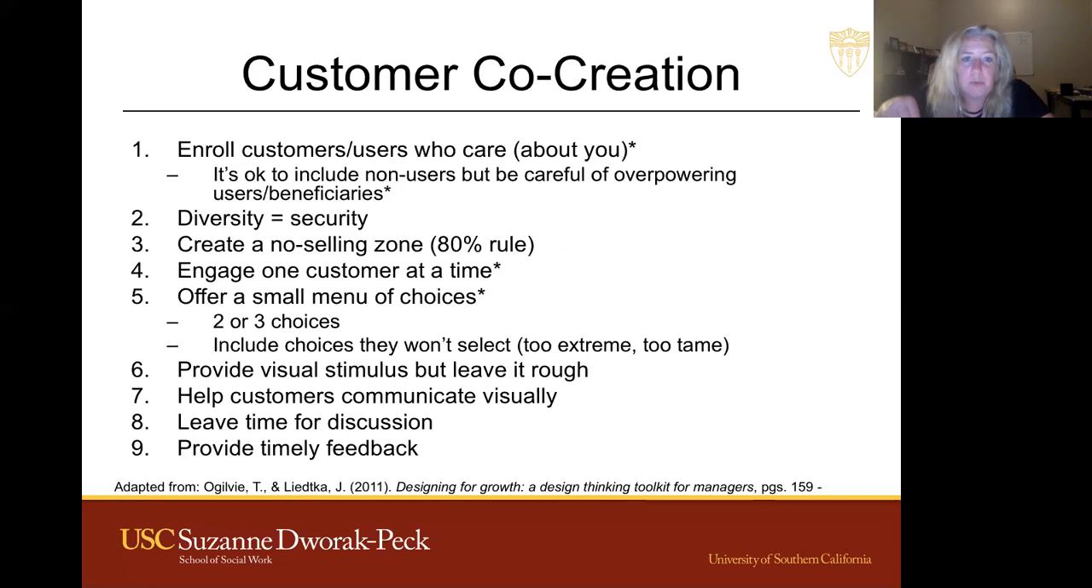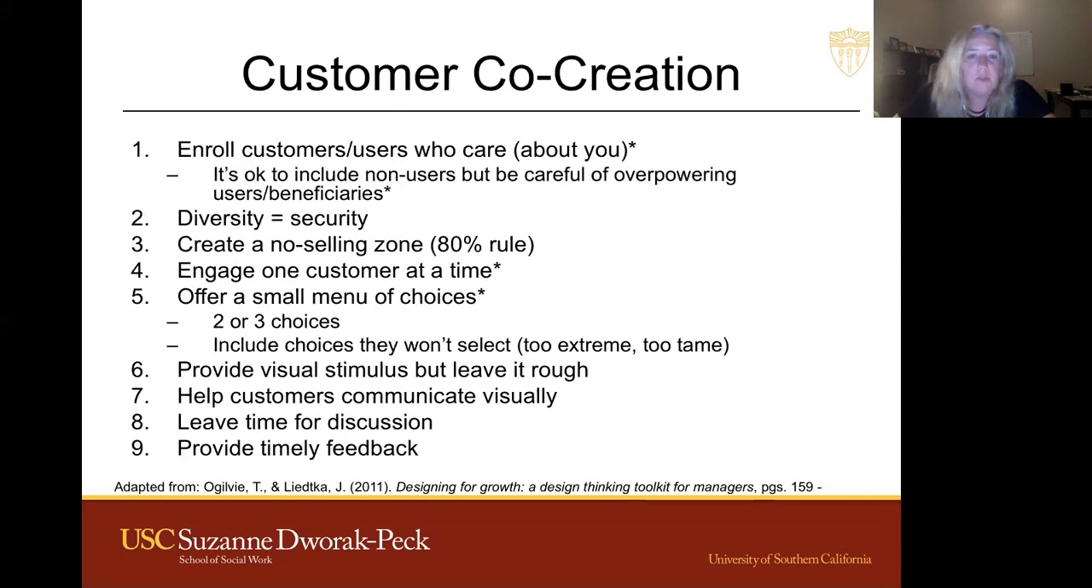And they also suggest putting in front of that person two or three choices, and even including choices that you don't think they'll select, like they might be too extreme or too tame. And seeing what happens, and you might be really surprised. So you might want to nest your prototype in other ideas or other iterations to see ultimately what they select and what they tell you.